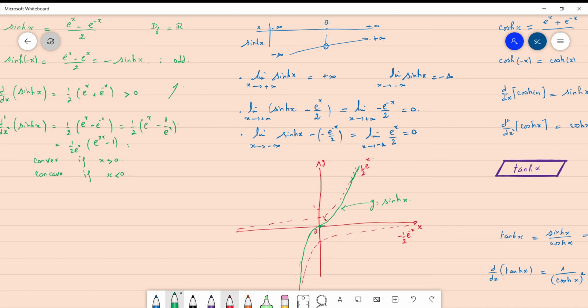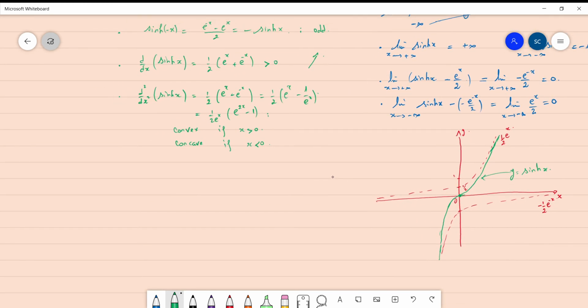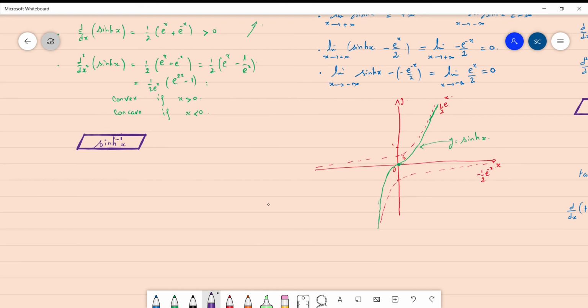Now the second function. Since my function here is increasing, it is one-to-one, so it has an inverse function that we denote as usual, sine hyperbolic minus 1 of x. Okay, so this is minus 1. Let's see how we can justify it. I will just give you the formula and we will try to justify why it is like that.